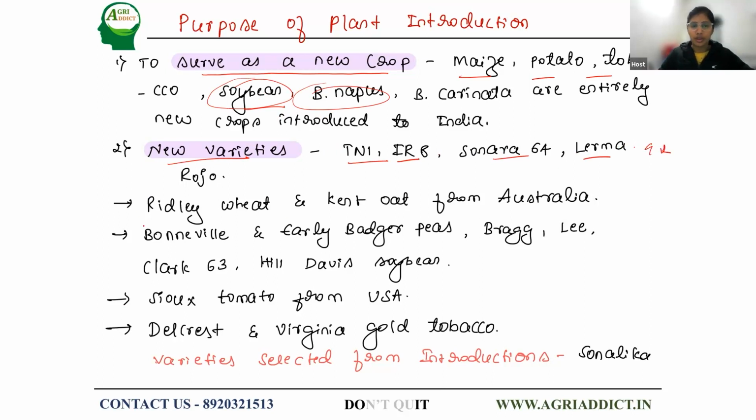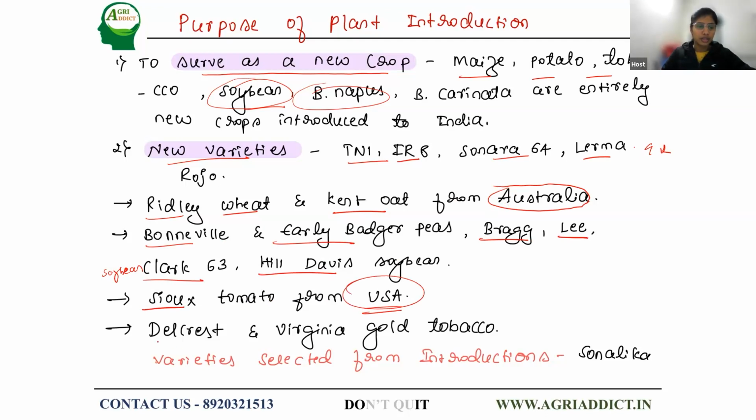Here also you have to remember these examples. Ridley wheat and Kent oat were introduced from Australia. Their place of origin will be important. Here Bonneville and Early Badger peas, these three are important. Bragg, Lee, and Clark are varieties of soybean. They have been introduced to India. And Sioux tomato is from the USA. Their place of origin is important, I'm telling you again and again. Delcrest and Virginia Gold tobacco are also introduced to India as new varieties.